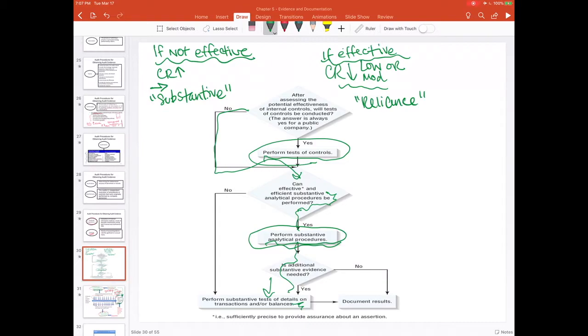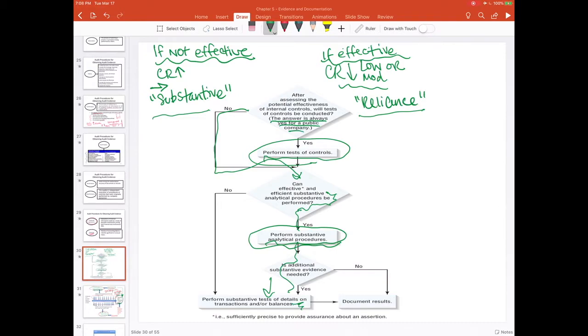Anyway, going back to this discussion, that's basically the decision tree that it's modeling: you go through this idea that we see if controls are effective, you want to rely on controls and do less substantive testing. If controls are not effective, you won't be able to rely on controls, and so you'll do more substantive testing. This is something we're going to be talking a lot more about in chapters 6 and 7, actually.